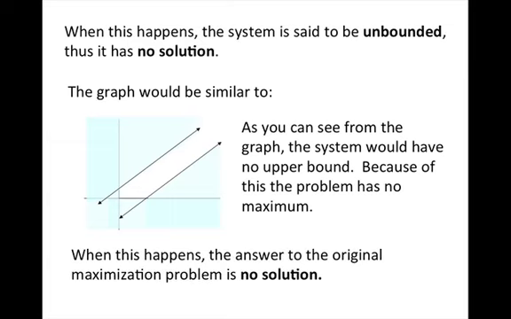Whenever this happens, the answer to the original maximization problem is no solution. Don't tell me no upper bound. Don't tell me not possible. Tell me no solution, because the problem has no solution.